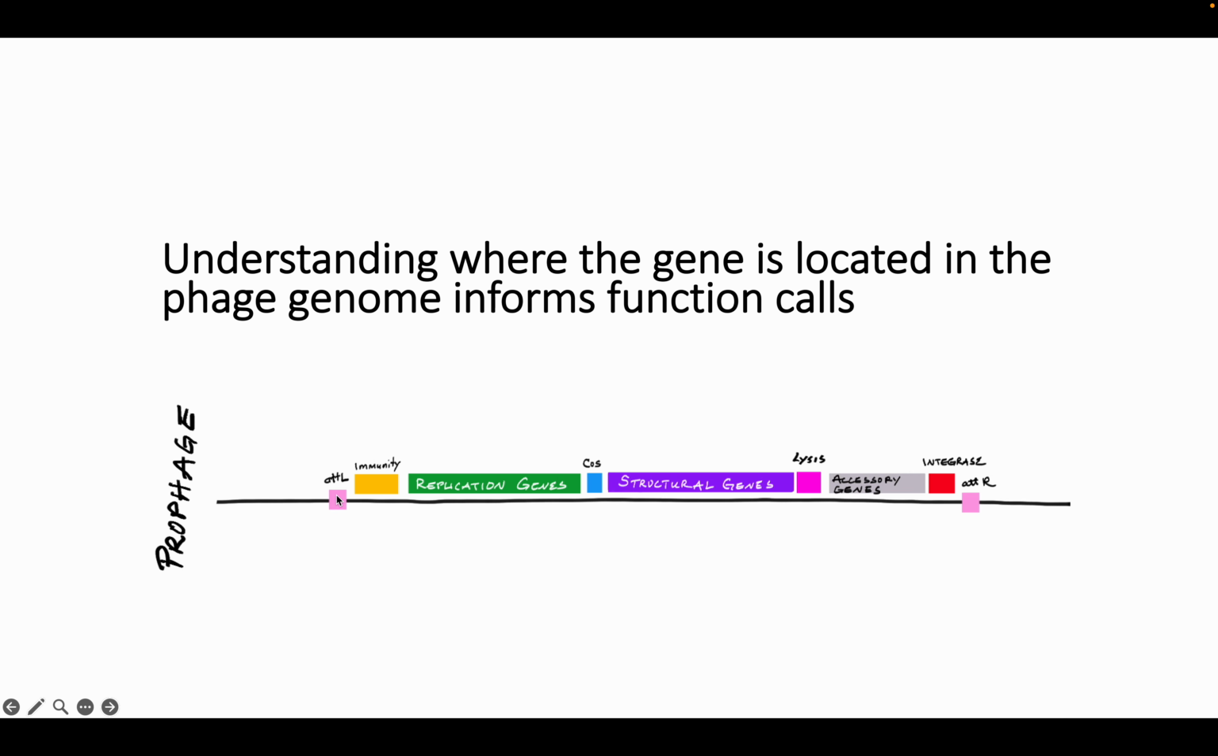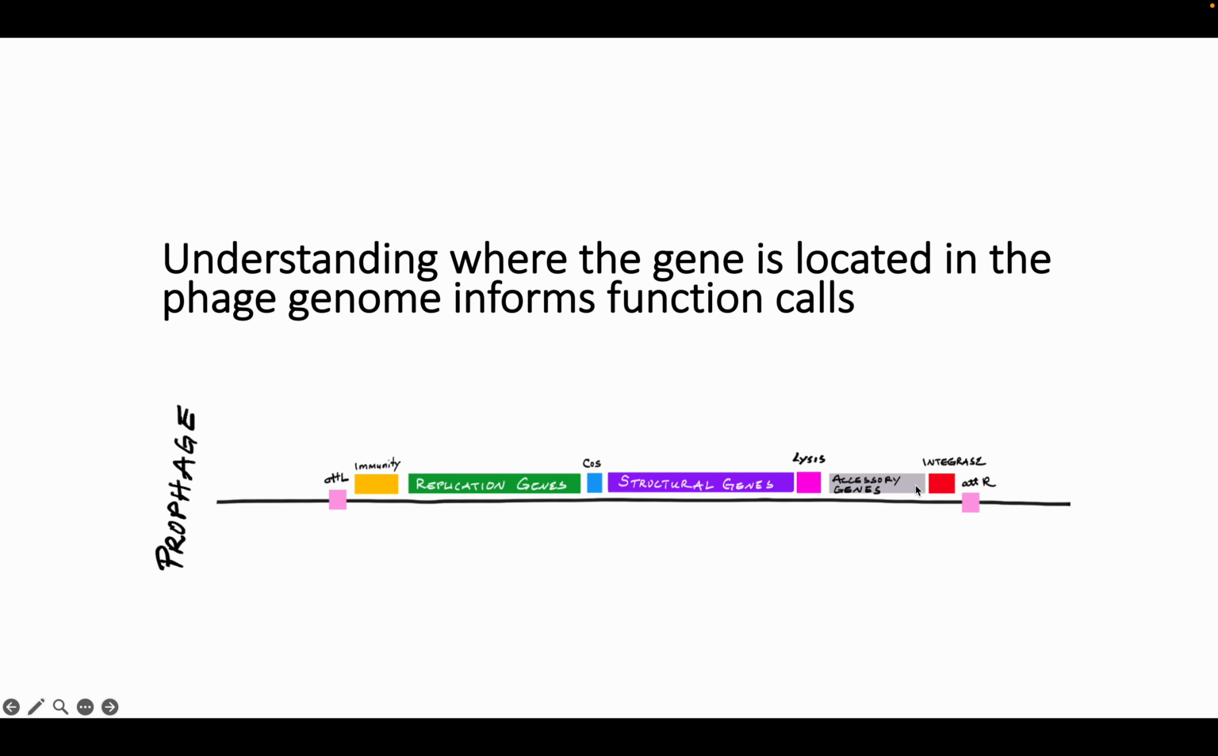Here we have a prophage genome, and in this version of the prophage genome, again defined by at L and at R, I actually have the integrase on the right side of the genome, adjacent to at R, but the integrase can be on either side. It could be immediately adjacent to the at L. It depends on where the at P site is relative to the integrase. So sometimes at P comes after the integrase and sometimes it comes before. That will impact which side of the genome you find the integrase.